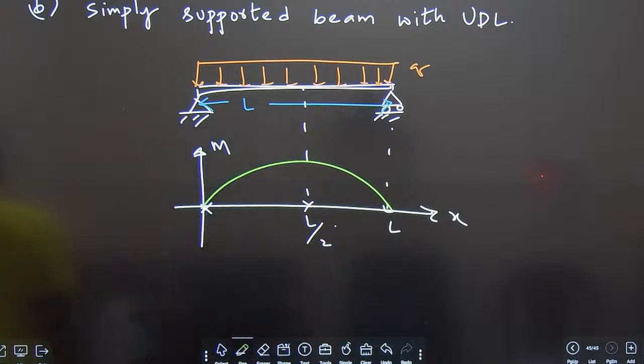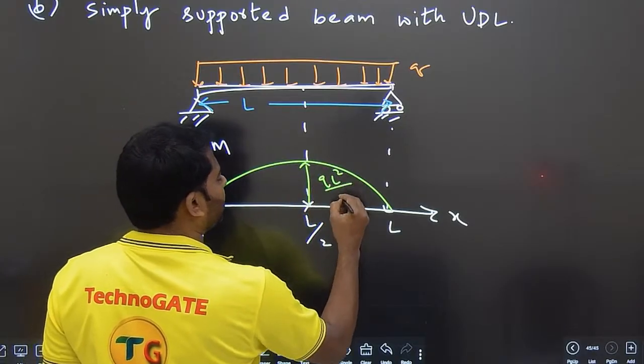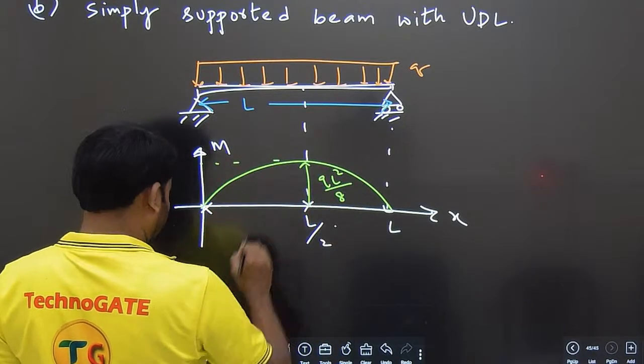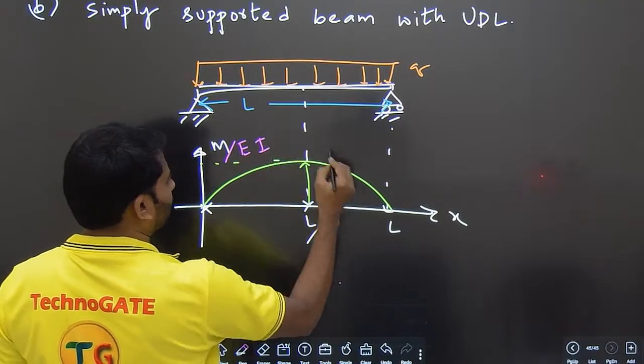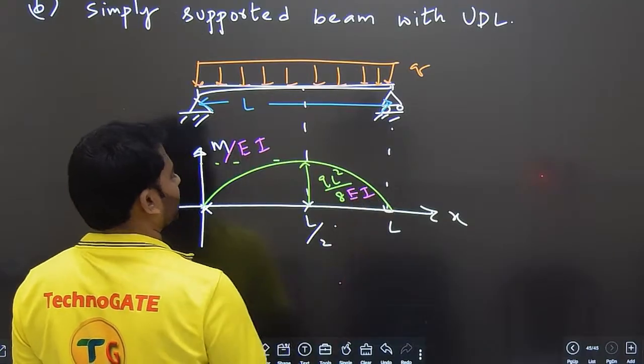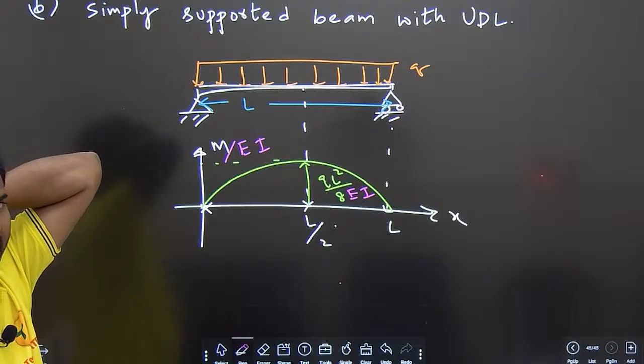Let me check the textbook here. The bending moment diagram is like this, and this value is qL square by 8. So when you divide by EI, you have EI in the denominator as well. Clear? Done? Okay. So now let us apply the same thing.